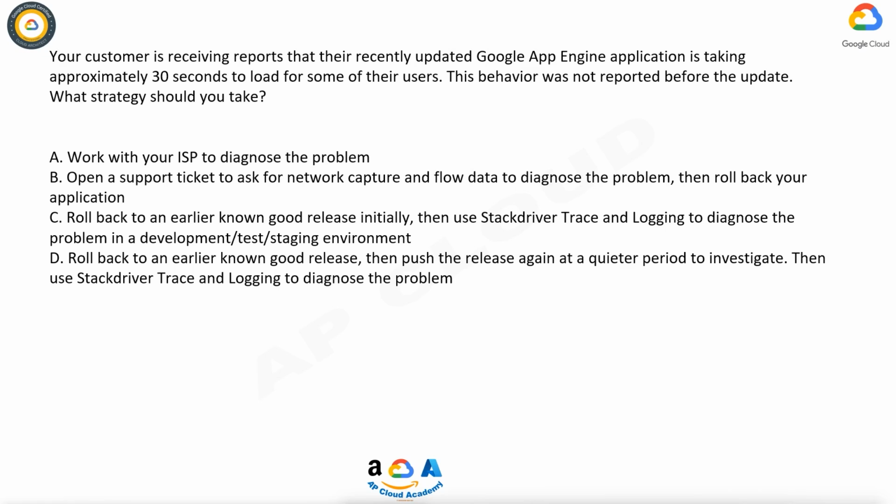A. Work with your ISP to diagnose the problem. B. Open a support ticket to ask for network capture and flow data to diagnose the problem, then roll back your application. C. Roll back to an earlier known good release initially, then use Stackdriver Trace and logging to diagnose the problem in a development/test/staging environment. D. Roll back to an earlier known good release, then push the release again at a quieter period to investigate. Then use Stackdriver Trace and logging to diagnose the problem.